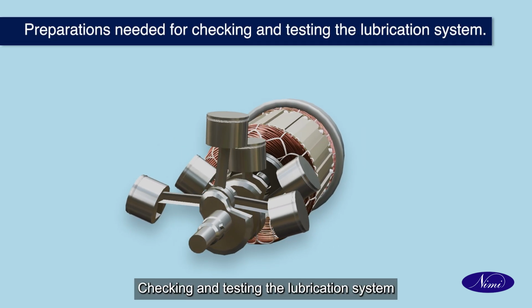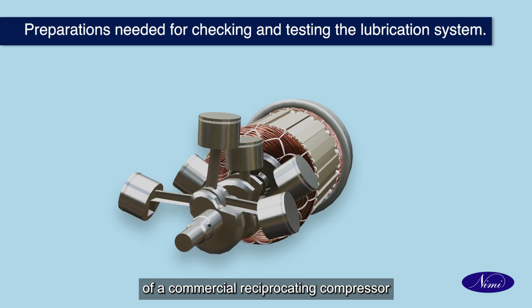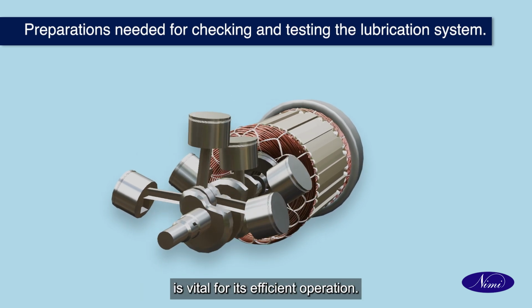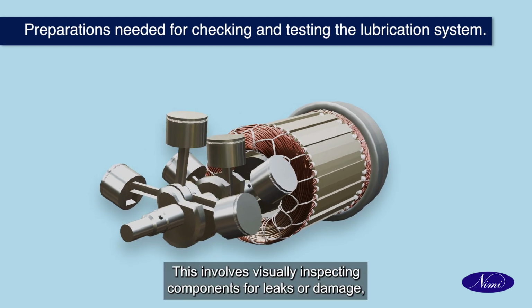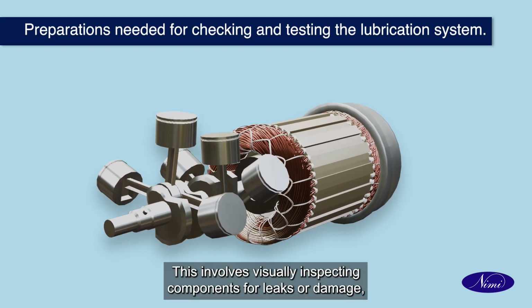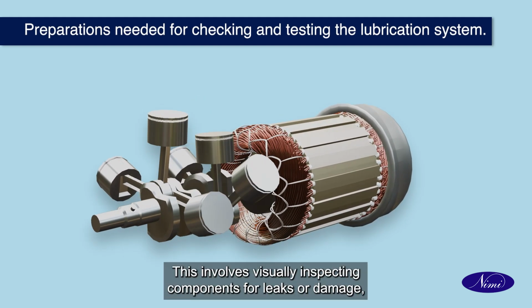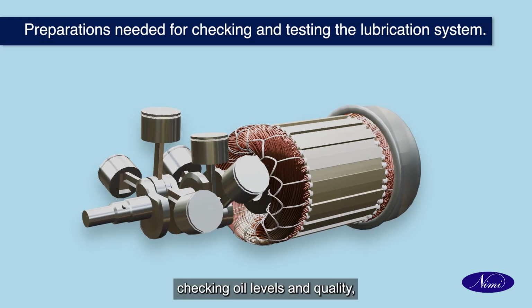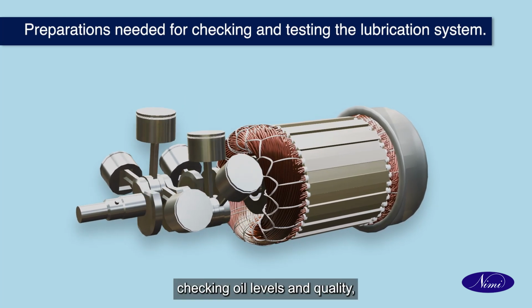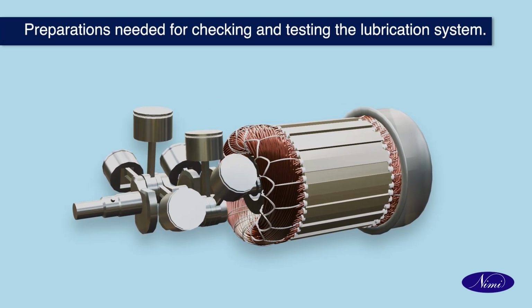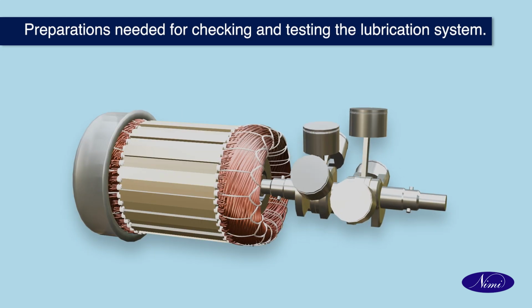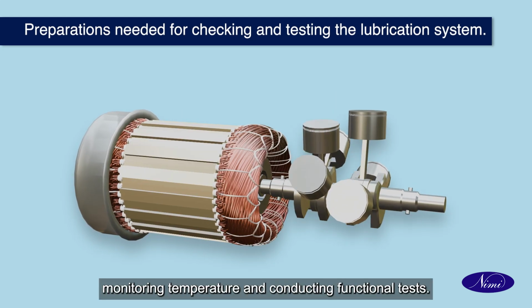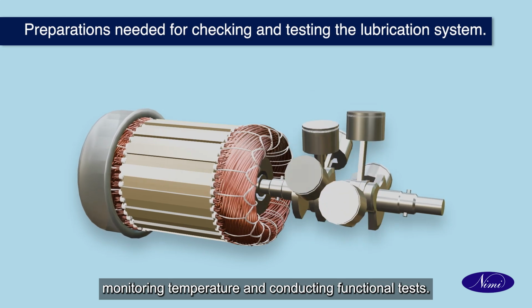Checking and testing the lubrication system of a commercial reciprocating compressor is vital for its efficient operation. This involves visually inspecting components for leaks or damage, checking oil levels and quality, testing oil pressure and flow, monitoring temperature and conducting functional tests.